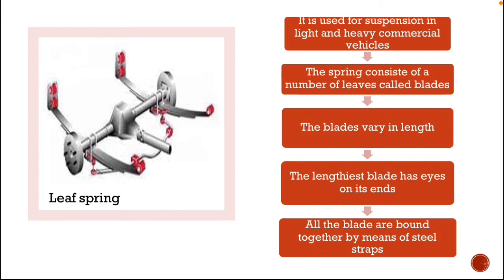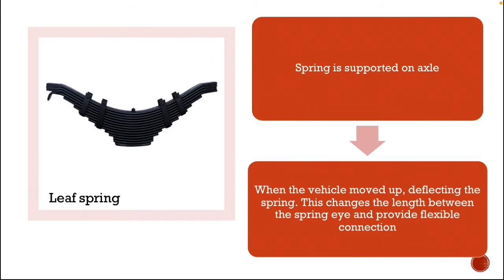Now the leaf spring. It is commonly used in the rear axle. The spring consists of a number of leaves called blades. The blades vary in length as shown in the figure. The lengthiest blade has an eye on its end, and this blade is called the master leaf. All the blades are bound together by a steel strap, and the spring is supported on the axle, front or rear, by means of a U-bolt. One end of the spring is mounted on the frame with a simple pin, while on the other end the connection is made with a shackle.